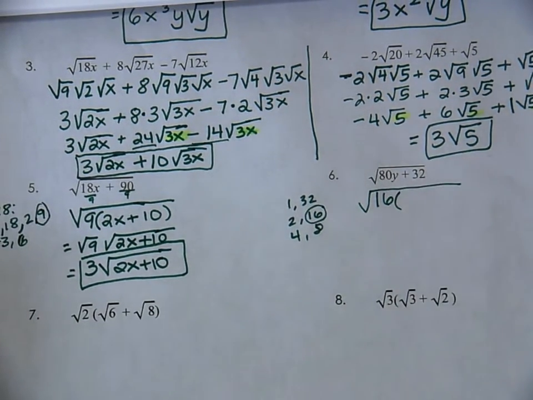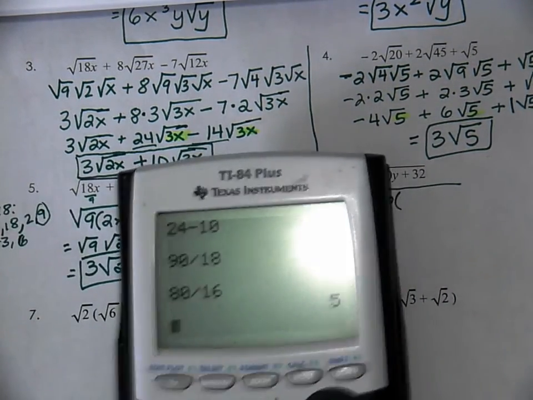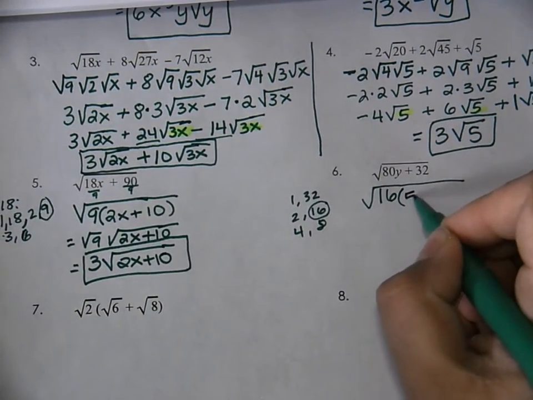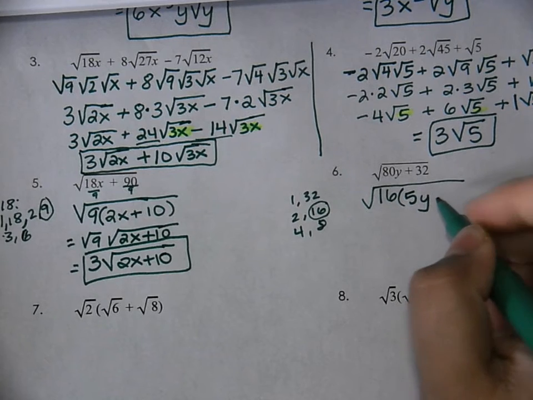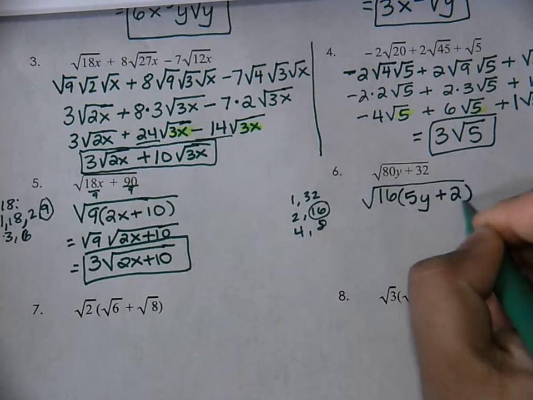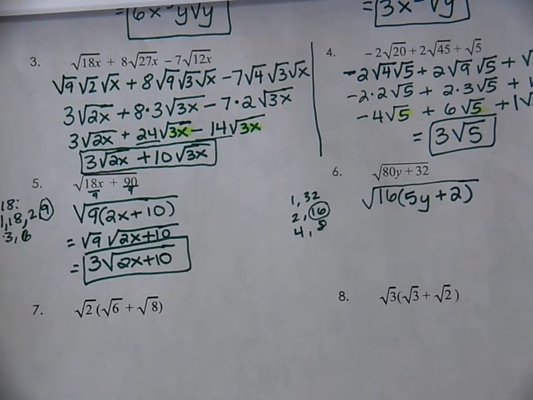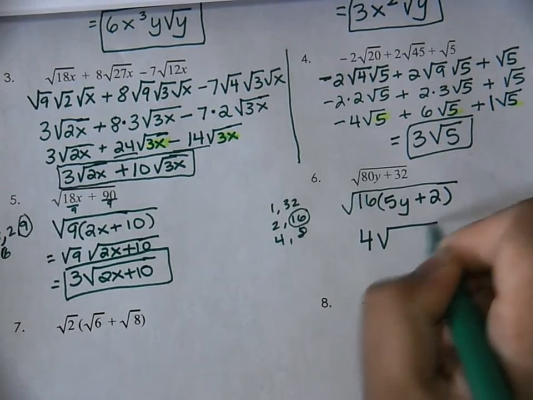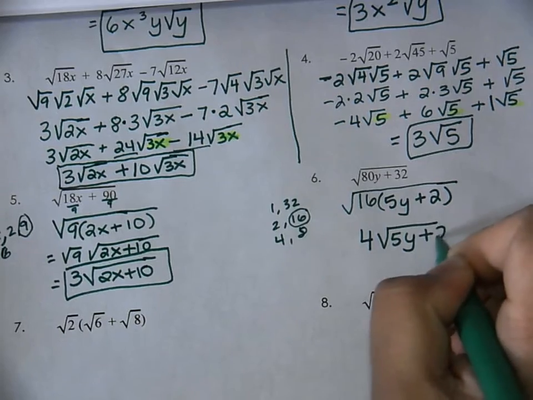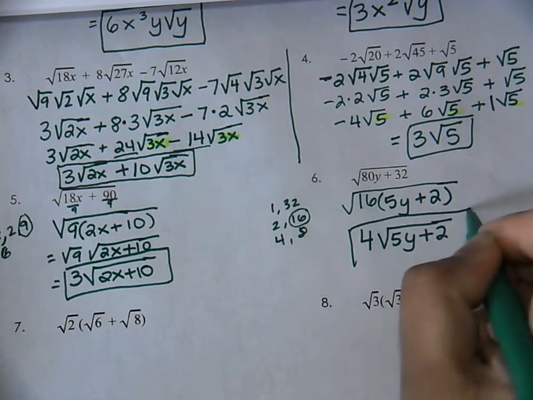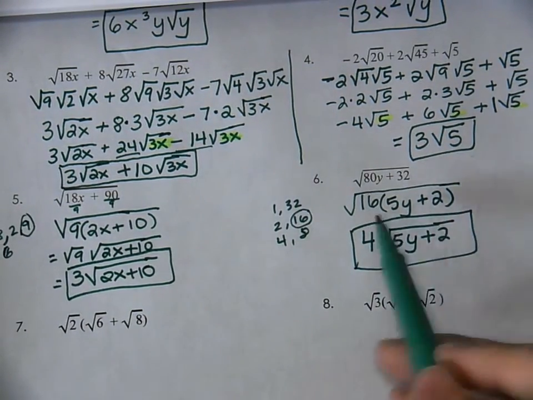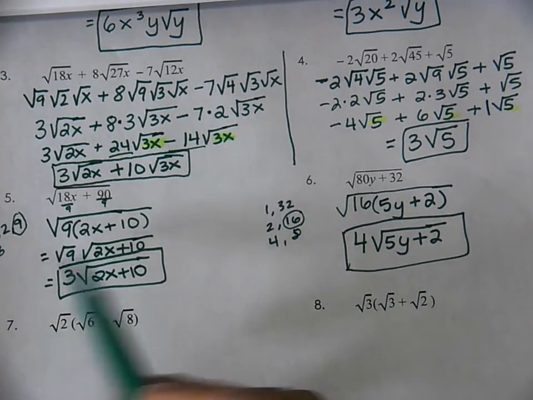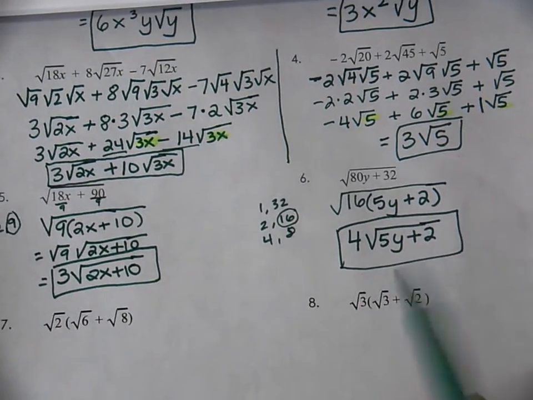80 divided by 16, like I just did here, was 5. So this is 5y. 32 divided by 16 is 2. So we get 5y plus 2 inside. Then again, the square root of 16 is 4, and then you have square root of 5y plus 2. I didn't show separating them. If you want to separate the radicals first, you can, like we did here. I just wanted to save time and get to the answer that way.